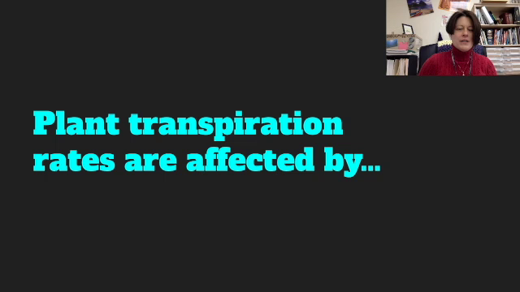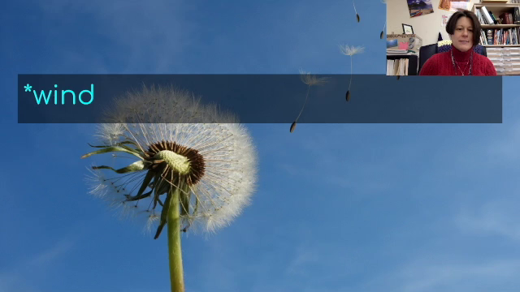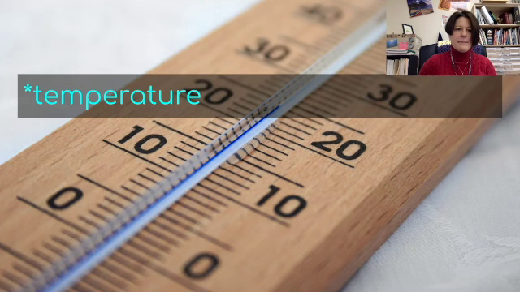Plant transpiration is affected by three things. The first thing is wind. Okay. On very windy days, that can increase plant transpiration, the amount of water that they give off. Temperature also. Transpiration increases when it's warmer and decreases when it's colder because photosynthesis will increase with temperature.